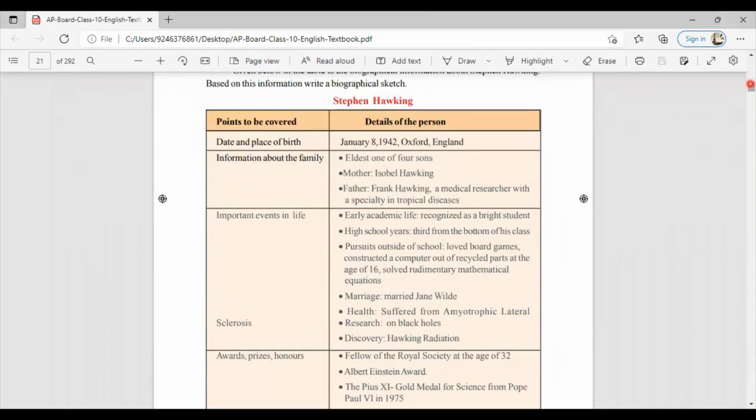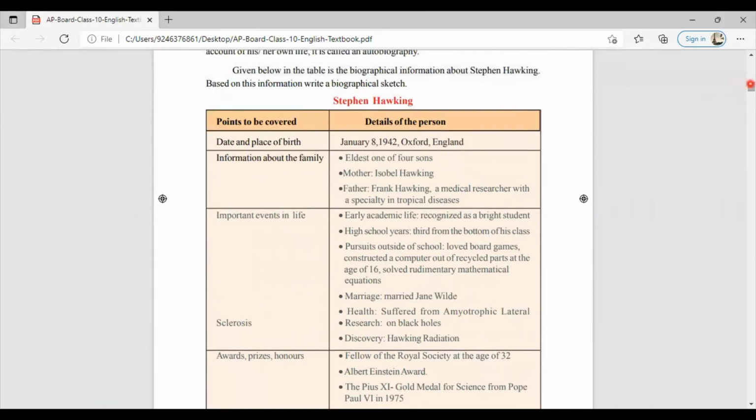So this is Stephen Hawking. The person Stephen Hawking has been seen in the face sheet also. Right. So Stephen Hawking's details are given here. You need to write a biographical sketch of Stephen Hawking. So now let us see how to write it.